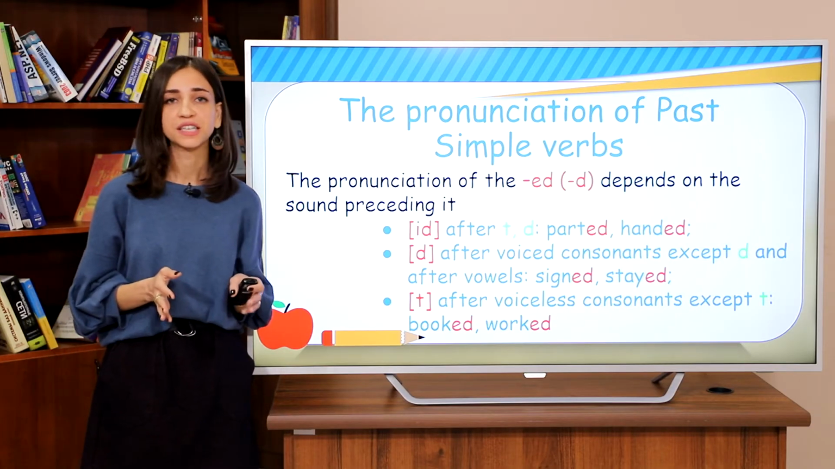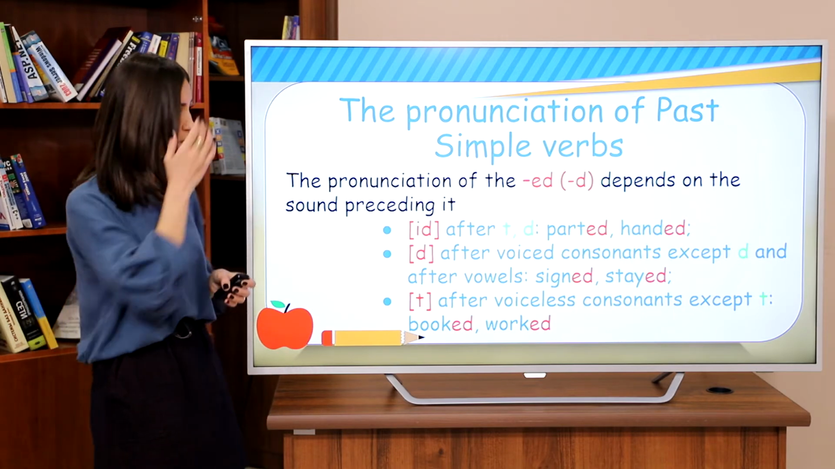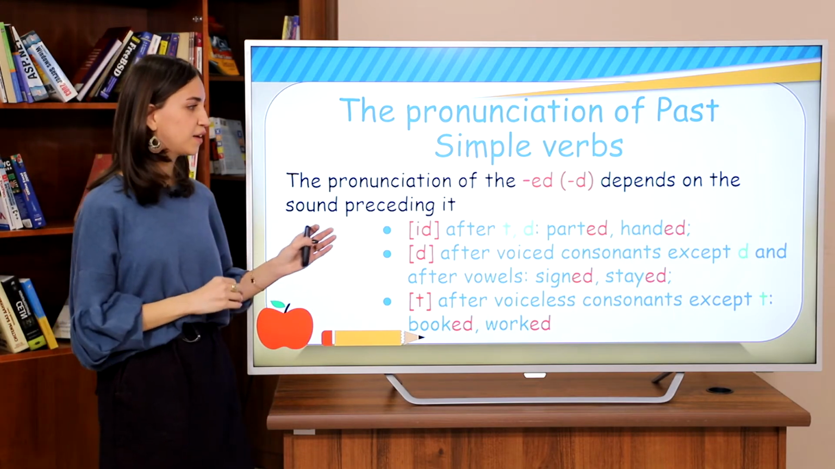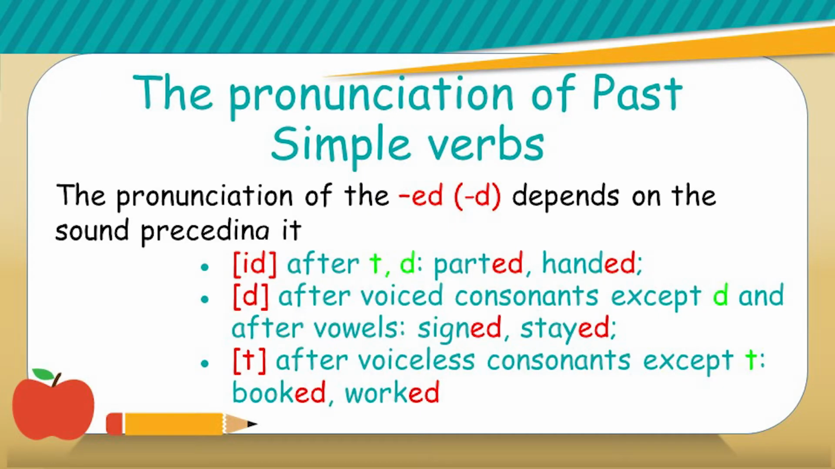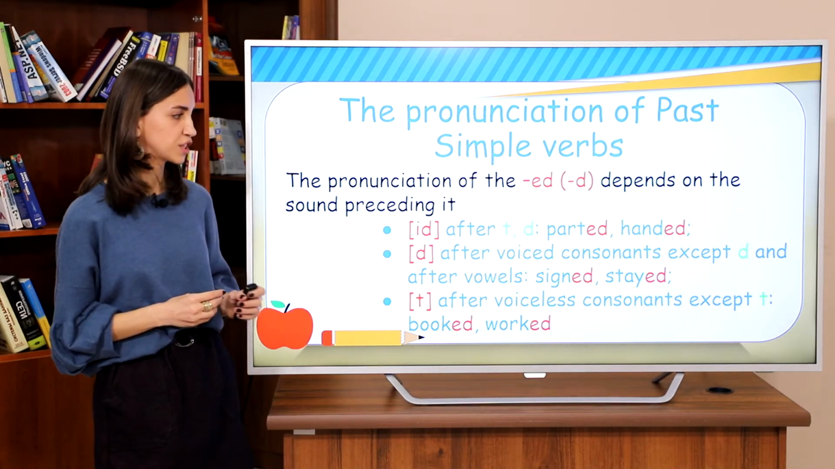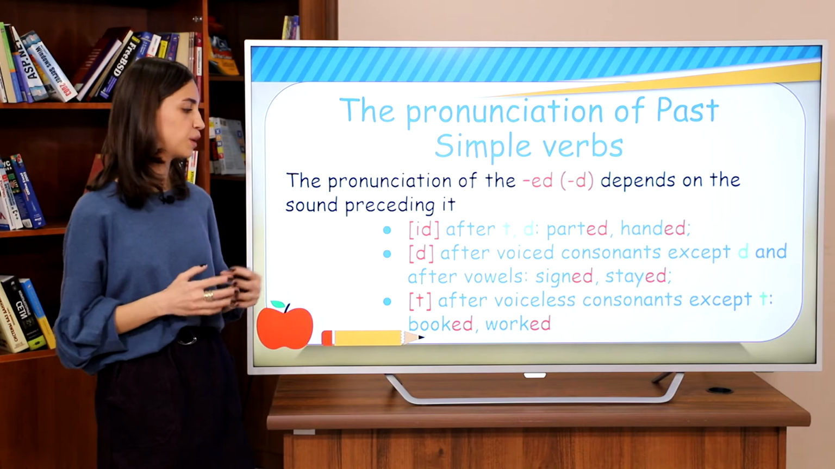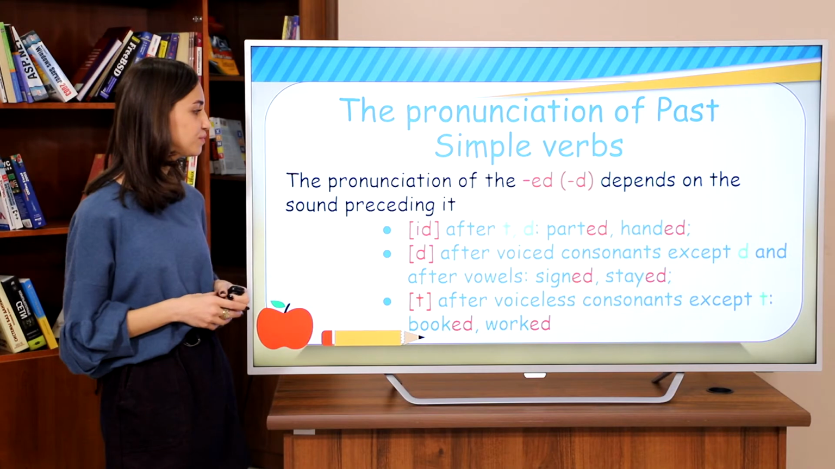Now let's understand the pronunciation of past simple verbs when we add ed. So we can pronounce it id after t and d, for example, parted, handed. We can pronounce d after voiced consonants, except d, and after vowels. For example, signed, stayed. Do you hear this sound? We can pronounce t after voiceless consonants except t. For example, booked, worked. Do you hear the t sound?